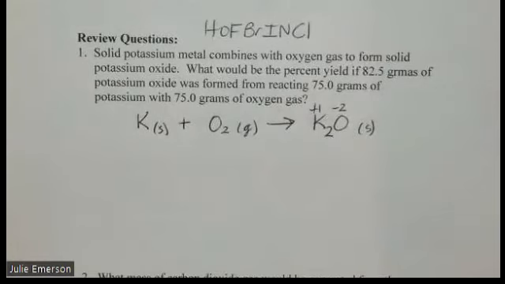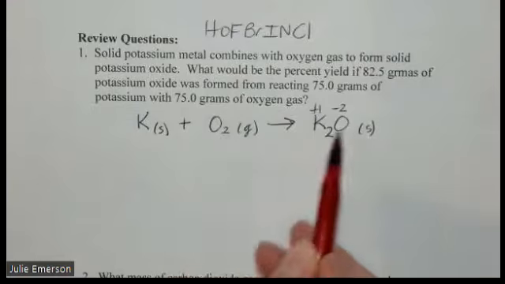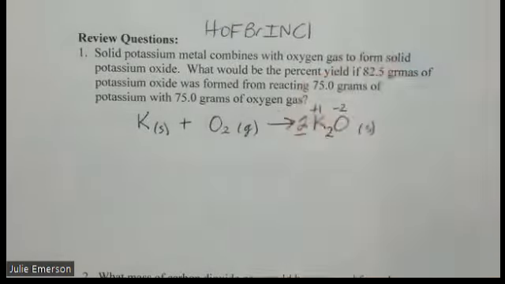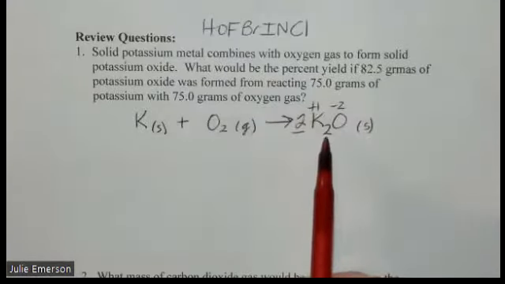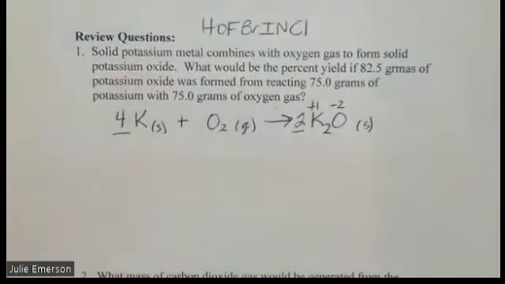Now for balancing the equation, since I've got 2 oxygens on the reactant side, 1 on the product side, I'm going to multiply the K2O by 2. And then when I put that 2 in front of the potassium oxide, 2 times 2 means I have a total of 4 potassiums. So 4 in front of the K on the reactant side. So I've got my balanced equation.